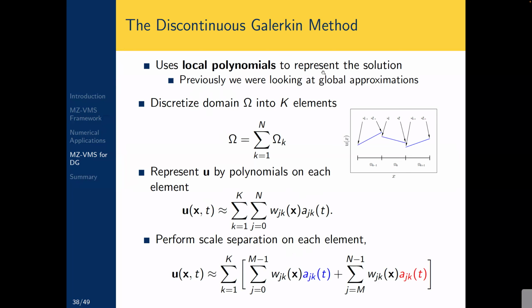In DG, the main idea is you're going to use local polynomials to represent the solution. So you take your domain, discretize it into elements, and then on each element, you represent U by local polynomials. You can do linear, you can do high order elements on each element. In our framework, we're going to apply scale separation on each element. We're going to say, resolve up to some polynomial order m-1, and then the fine scales will be higher order polynomials, and that's how we'll formulate things.